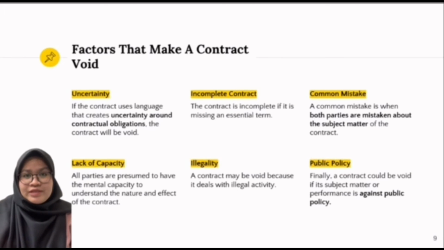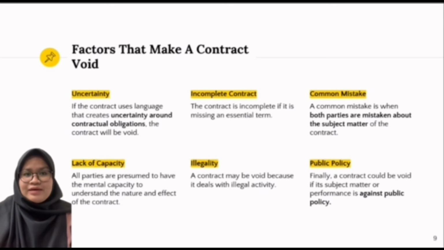These factors usually reflect that there has been miscommunication around the agreement by either party or the contract is against public policy. These factors could be uncertainty. If the contract uses language that creates uncertainty around contractual obligations, the contract will be void. For example, an agreement to agree within a contract can create uncertainty as there is no clear indication of what will be agreed to in the contract.